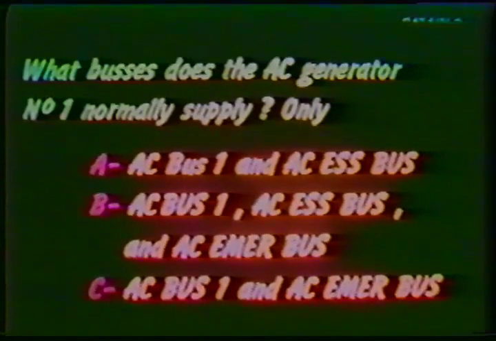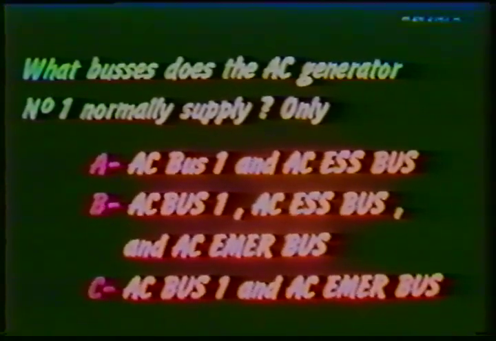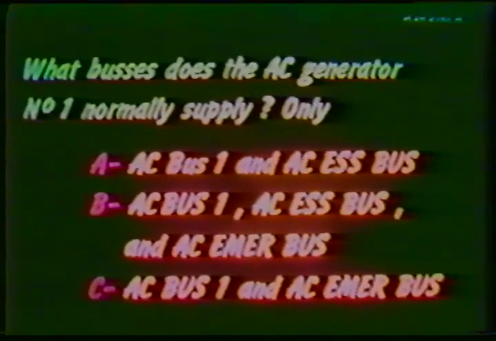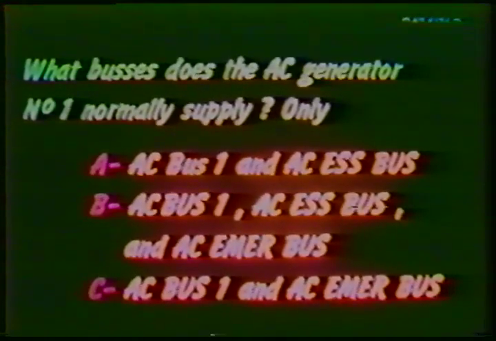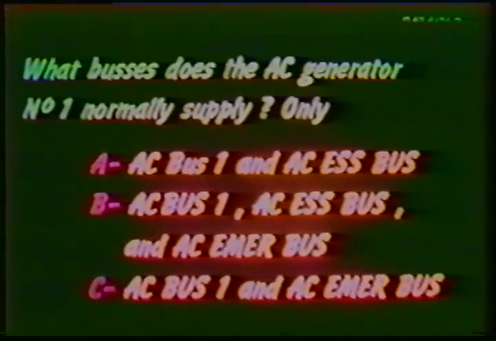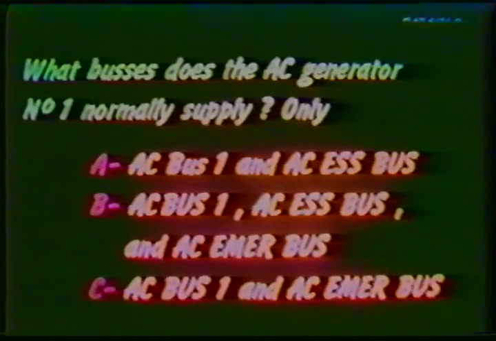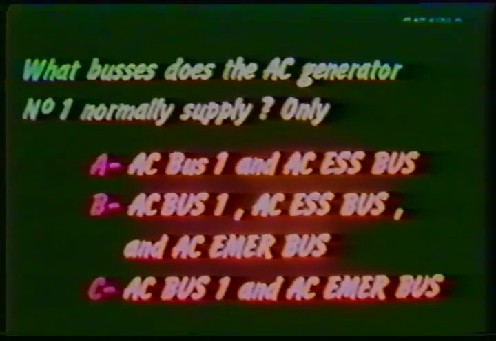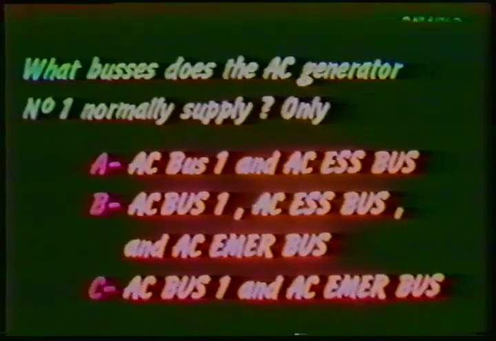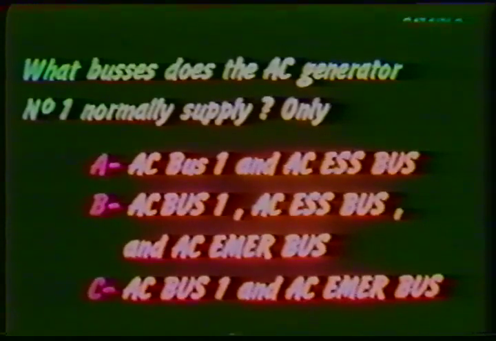Let us sample your knowledge of the electrical system with these last two questions. What buses does AC generator 1 normally supply? A, AC bus 1 and the AC essential bus. B, AC bus 1, AC essential bus and the AC emergency bus. C, AC bus 1 and the AC emergency bus.